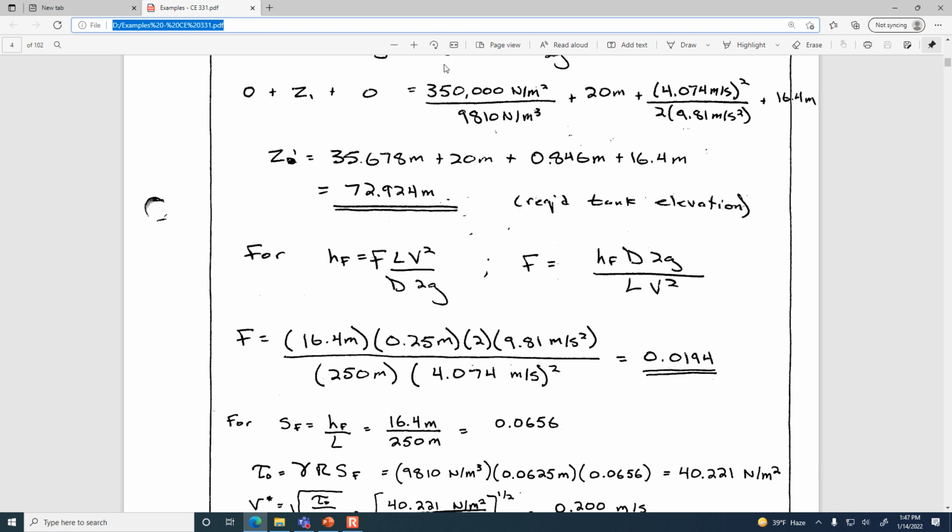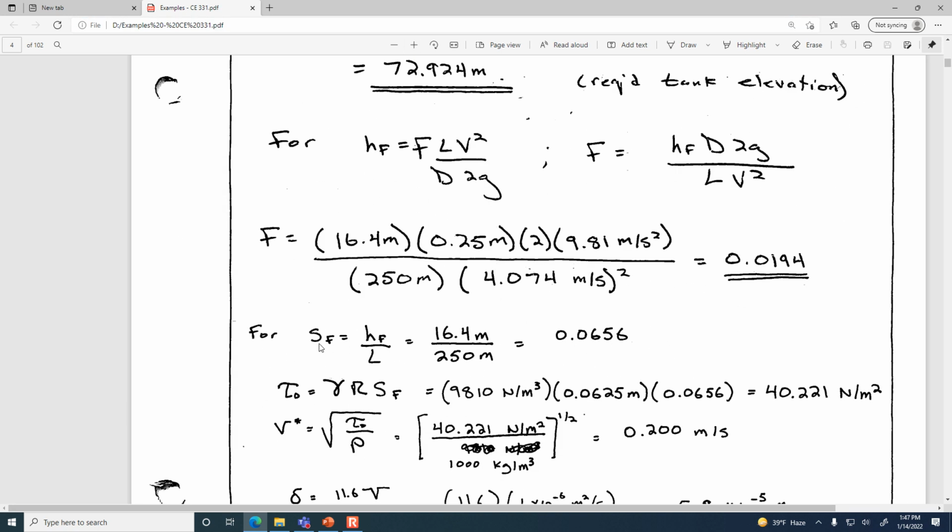Okay, so first of all, the slope of the energy grade line, head loss divided by the length, so 0.0656. So remember we talked about how in a pipe the slope of the energy grade line can be independent of the pipe slope or even the ground slope, in a way that open channel flow can't be independent. But in a pipe you could have a pipe that's going uphill but an energy grade line slope that's going downhill. So here we've calculated the slope of the energy grade line and then substitute that into the shear stress equation. So the shear stress is 40.2 newtons per meter squared.